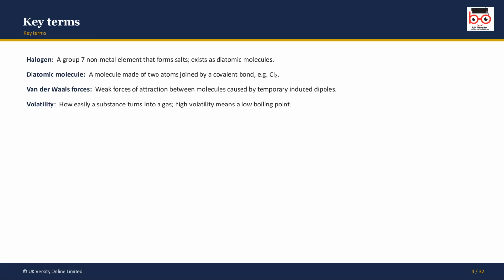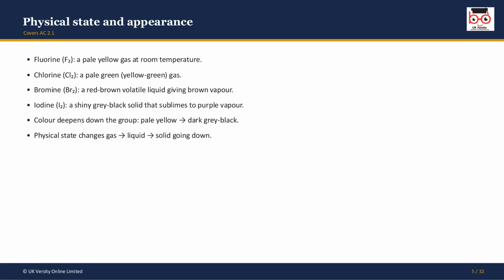A few terms to start with. A halogen is one of these Group 7 nonmetals that form salts and exist as diatomic molecules. A diatomic molecule is just two atoms joined by a covalent bond, like the chlorine molecule. Van der Waals forces are the weak attractions between molecules caused by temporary shifting dipoles. And volatility is how readily something turns into a gas, so a volatile substance has a low boiling point. Let's look at them in turn.